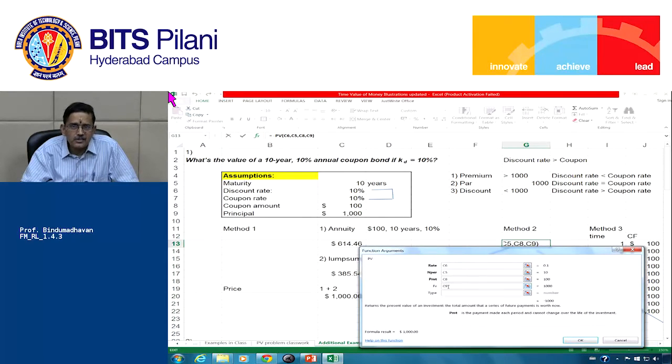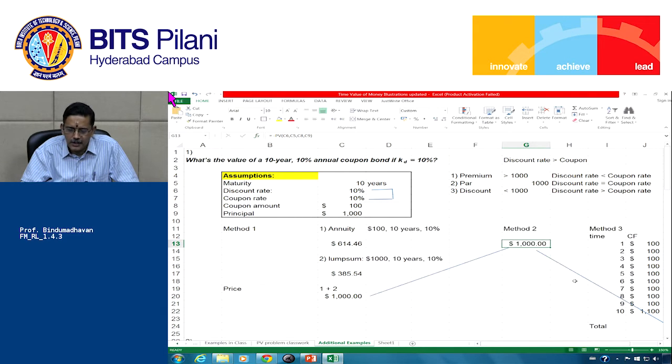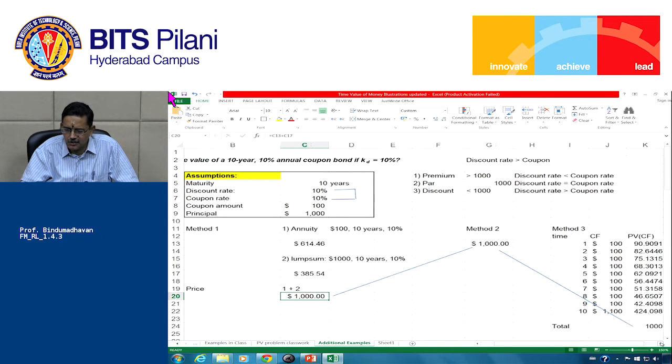And then this is the difference between the first method and the second method. I am also entering the future value, which is in cell C9, the principal of $1,000. If I click OK now, I am getting directly the $1,000, which is the same as the first method answer. So both methods are giving the same answer.